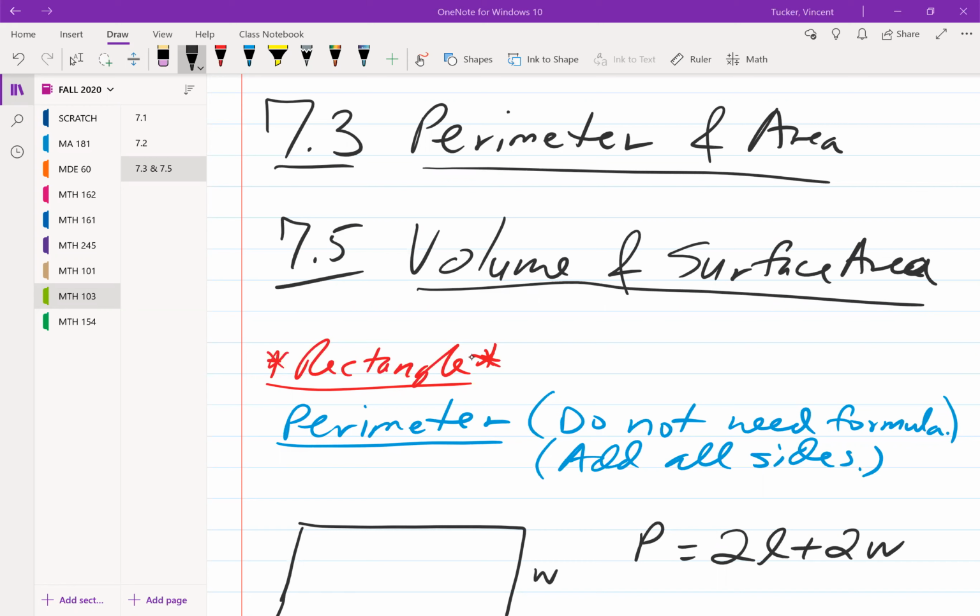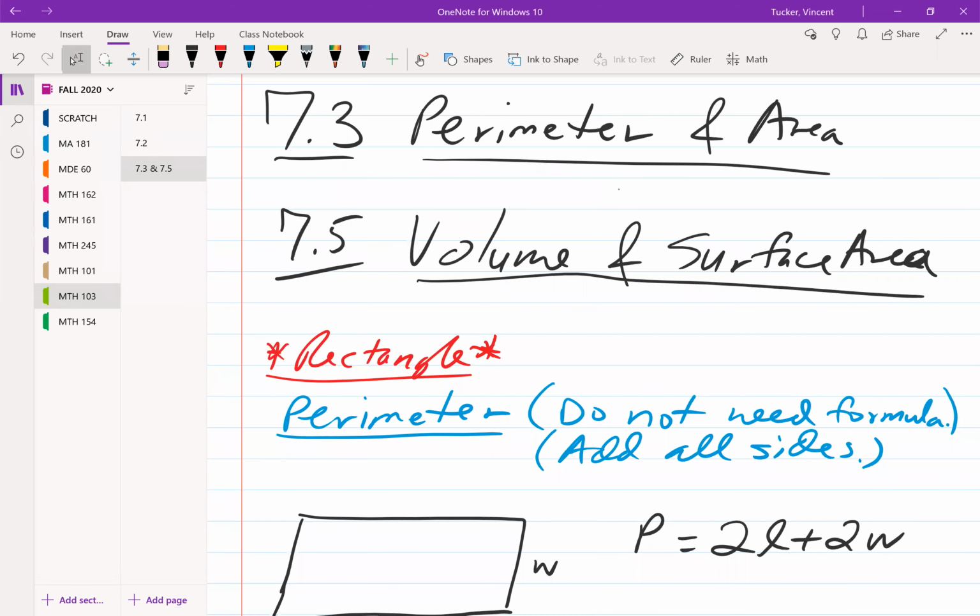This video will be on section 7.3 and 7.5, and that will be perimeter, area, and volume. We'll come back and do 7.4 in another video. All right, so let's talk about the difference between the perimeter, area, and volume.